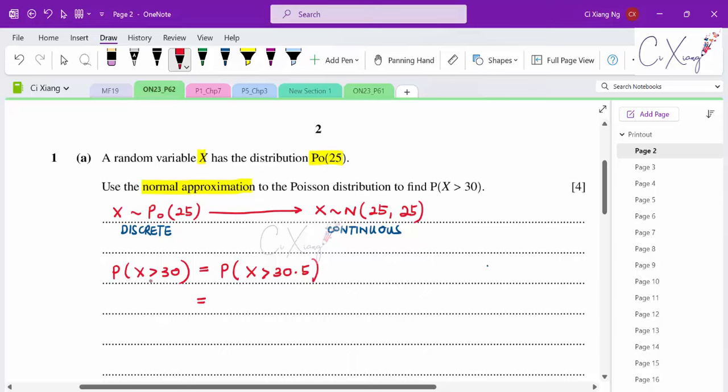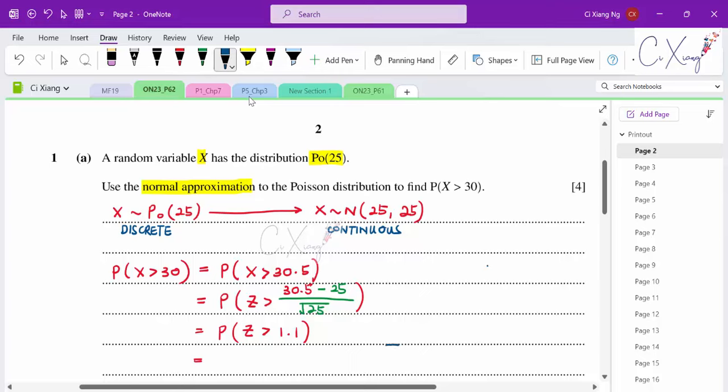Okay, and now this was Poisson, and we change it to a normal distribution. To find the probability for a normal distribution, you have to standardize it to Z. So you take 30.5, the value of X after the continuity correction, minus the mean, which is 25, divided by the standard deviation, which is the square root of 25. Get the value for Z up to 3 decimal places. For this one, I think we get a very nice value, 1.1.